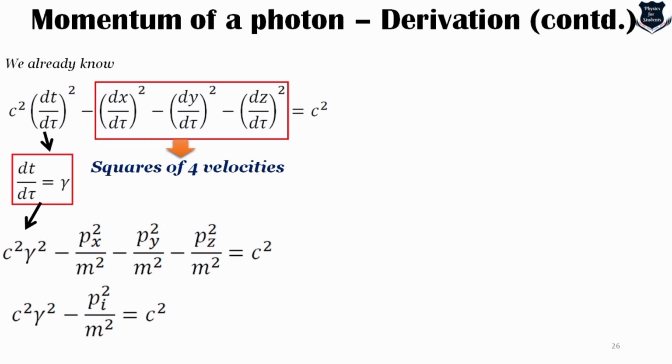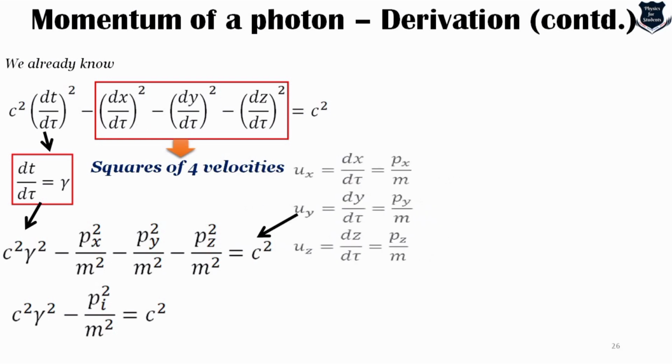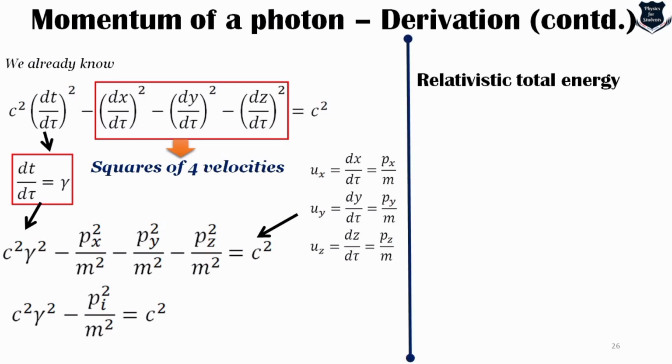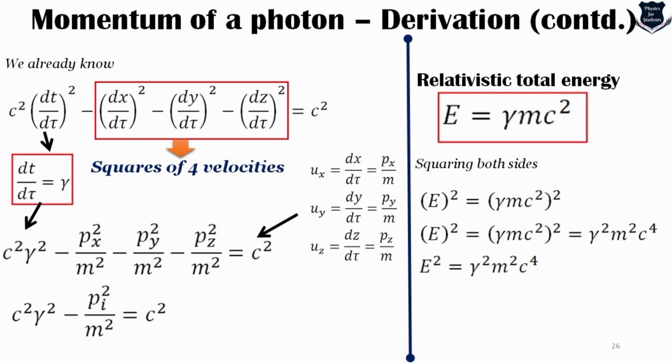So dt by d tau becomes gamma, and from there we get into gamma squared. This is what I call the derivatives of space components with respect to proper time. Here is something very important we need to come across: what is the relativistic total energy? We know that relativistic total energy is E equals gamma mc squared. Rather than considering a more fundamental quantum mechanical picture, this is the fundamental mechanical energy.